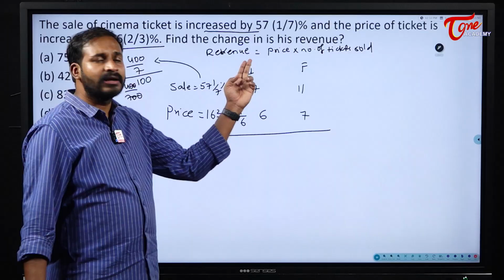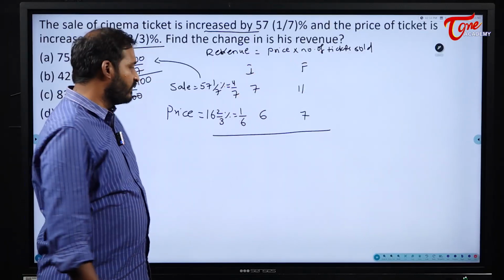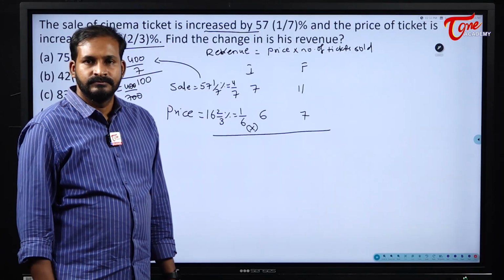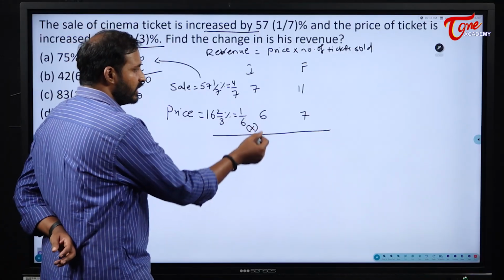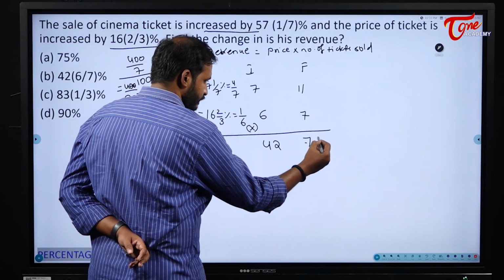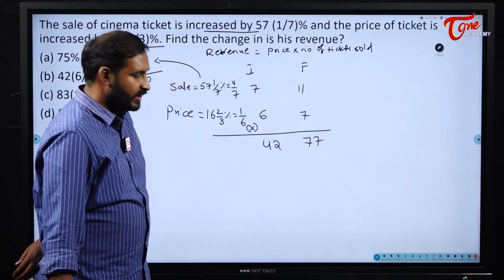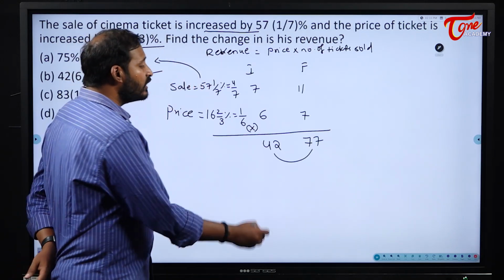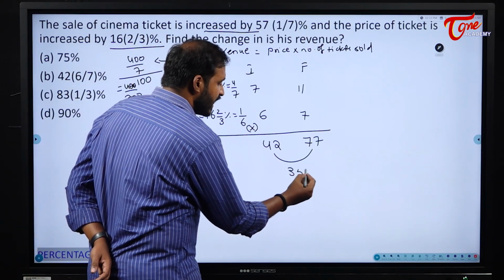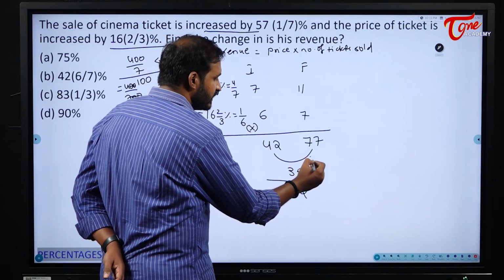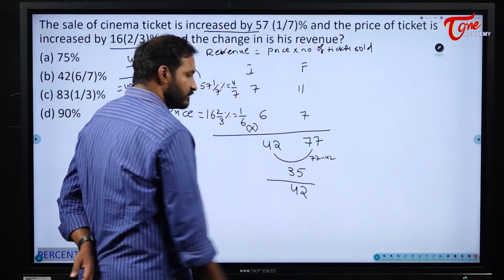Now, how will you calculate the revenue? Price into number of tickets sold. So, simply multiply these two things. What are you going to get? 7 6s are 42, 11 7s are 77. Whether it is increased or decreased? Definitely increased. Increased by what? 35. And what is the actual value? 42. How have I written this 35? 77 minus 42. Please observe.